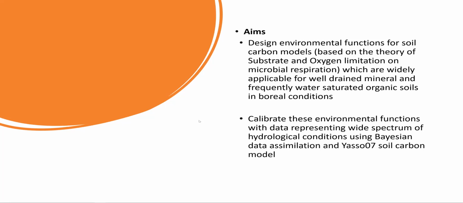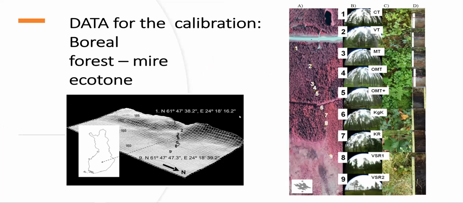And we also, of course, wanted to calibrate these functions with data representing as wide a range of conditions as possible, using Bayesian data simulations and the IIASA soil carbon model. We apply this function in the IIASA soil carbon model. It's similar to the Century type. So if you are familiar with Century, then let's think about the structure of Century. It doesn't matter so much.